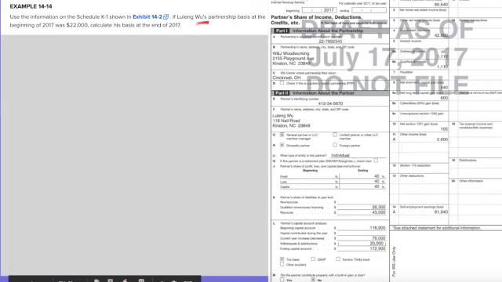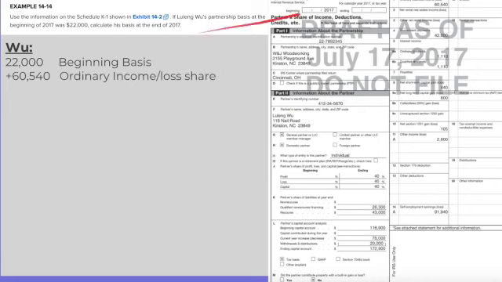So, if Wu's partnership basis at the beginning of 2017 was $22,000, calculate his basis at the end. We start with his beginning basis. We add the ordinary income from box 1. We add the dividends from down here. Keep in mind this is ordinary dividends versus qualified dividends. Just like on the individual return, ordinary dividends are reported here. If they're qualified, they're also reported in the qualified box. It doesn't mean that you add them together. It just means all of these ordinary dividends are qualified.